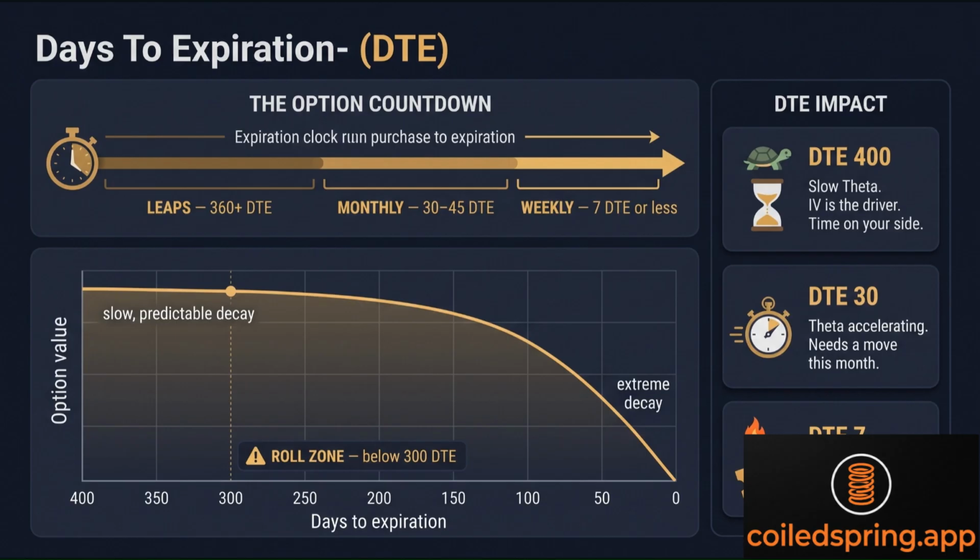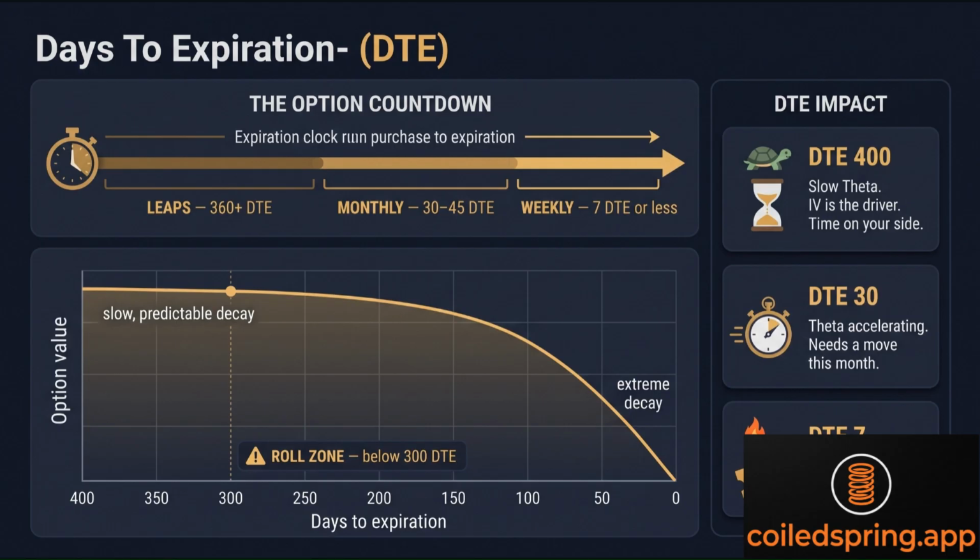Now look at the DTE impact box on the right. 3 scenarios, 3 completely different experiences. DTE 400, deep LEAPS territory. Theta is slow. Implied volatility is the dominant driver. If IV moves, the position moves. Time is genuinely on your side. You can hold through pullbacks, consolidations, even bad earnings quarters, and still have runway.